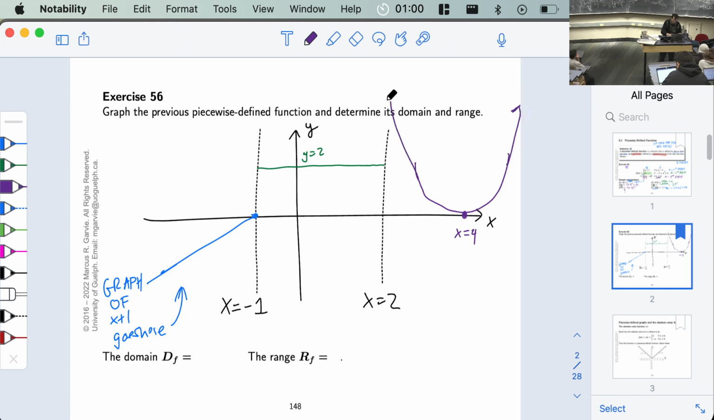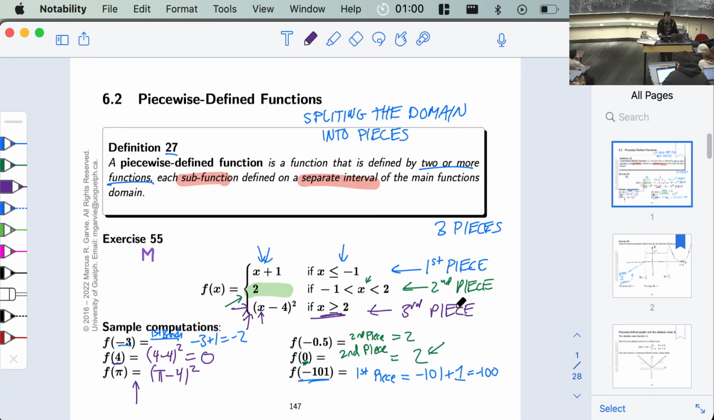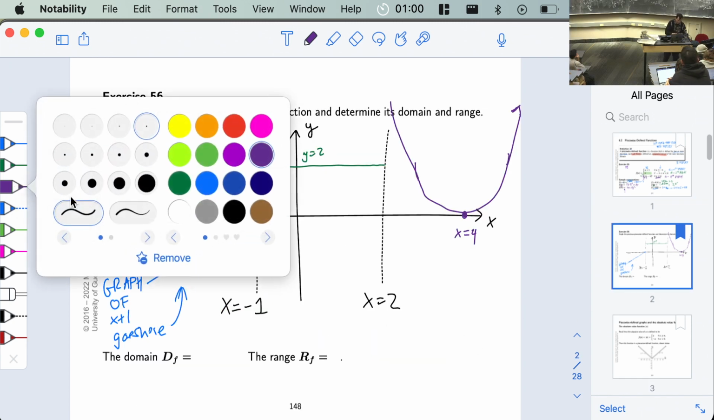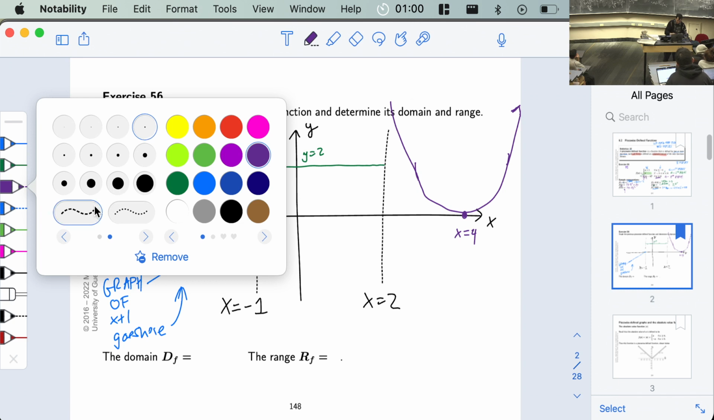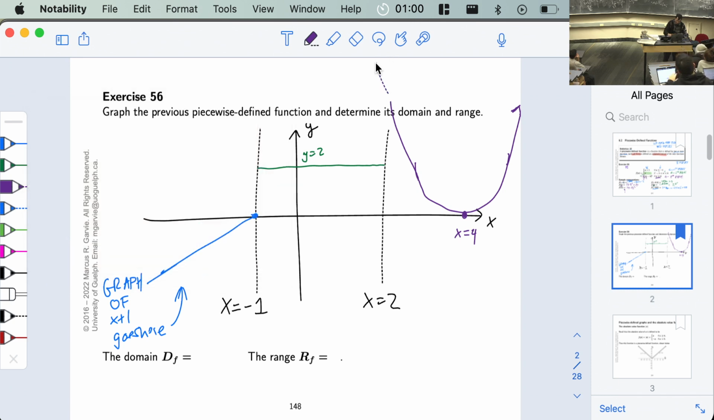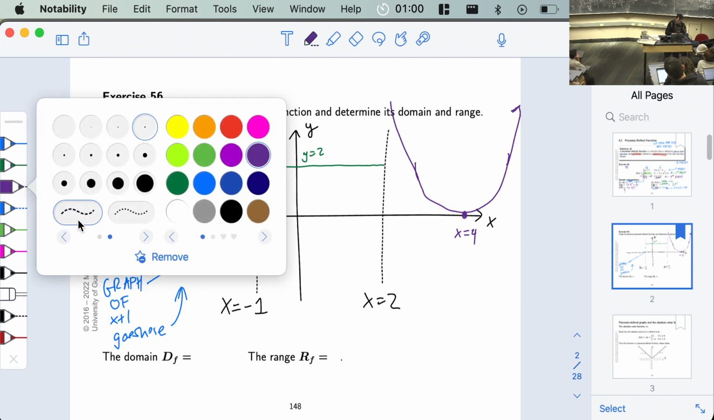It goes on forever. On this side, you have to stop when you hit x equals 2. And the reason you stop when you hit x equals 2 is because the third piece only goes for x values bigger than 2. So it really does look like this. If you were going to keep drawing it forever and ever, you would keep going, but we aren't going to do that because we stop at 2. So there's the graph.